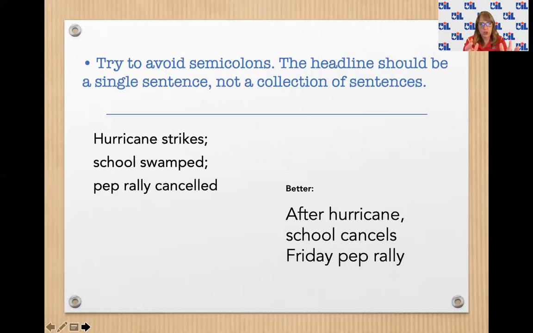"Hurricane strikes, school swamped, pep rally canceled." It's really choppy, right? So it's much better if we say "After hurricane, school cancels Friday pep rally." And that's present tense, so that's nice.